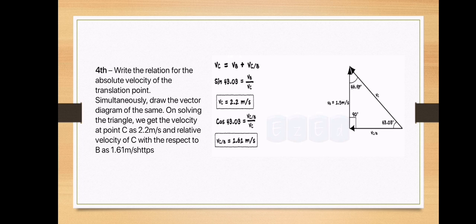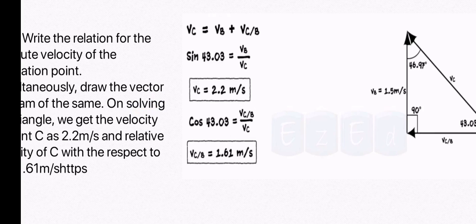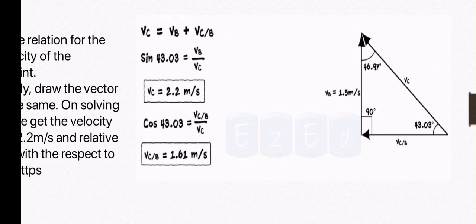Step 4. Write the relation for the absolute velocity of the translation point. Simultaneously, draw the vector diagram of the same. On solving the triangle, we will get the velocity at point C as 2.2 meters per second. The relative velocity of point C with respect to B is 1.61 meters per second. So, this is the process. Ito yung diagram sa right. Then sa left naman, ang process ng pag-solve.